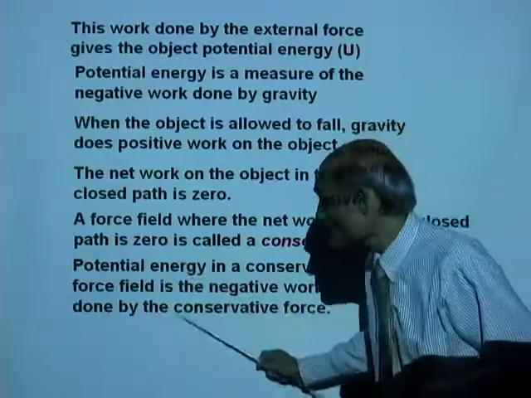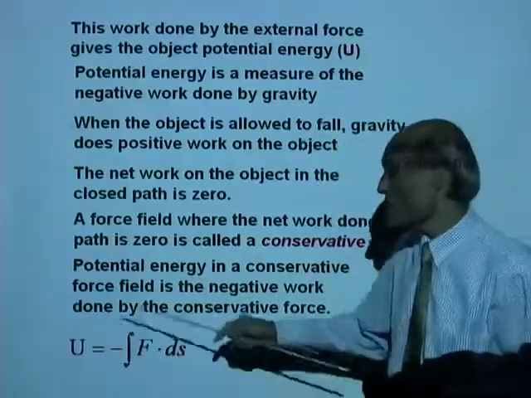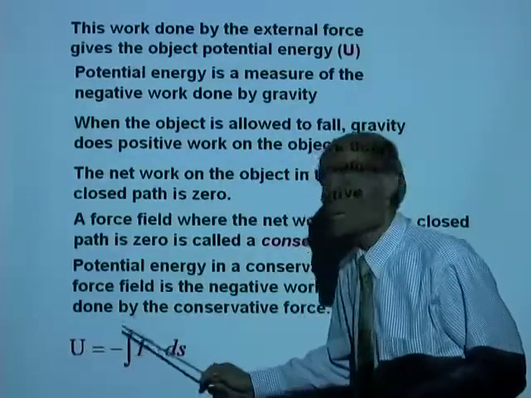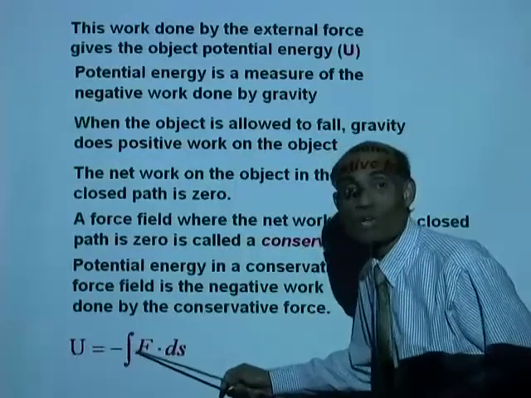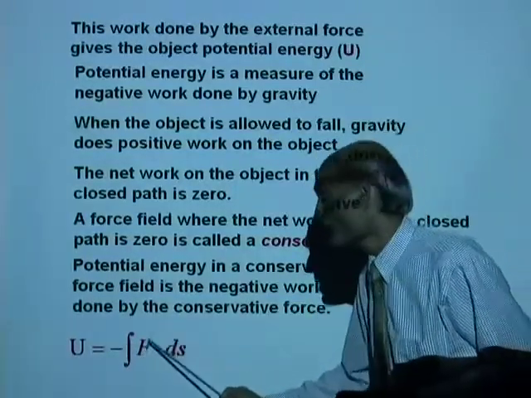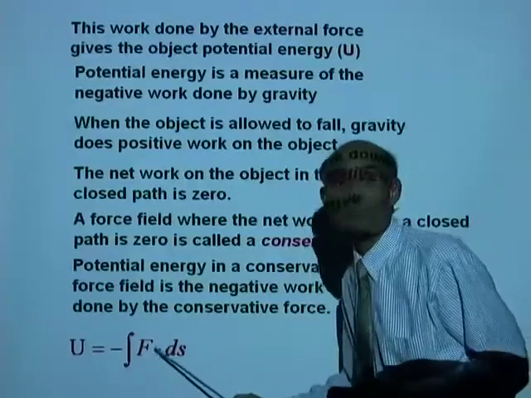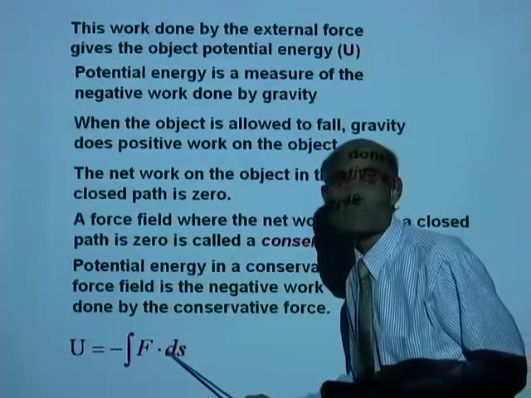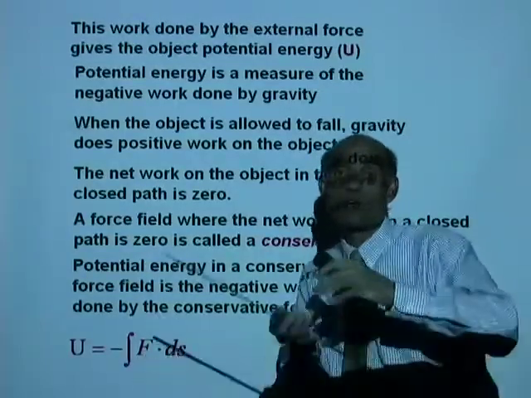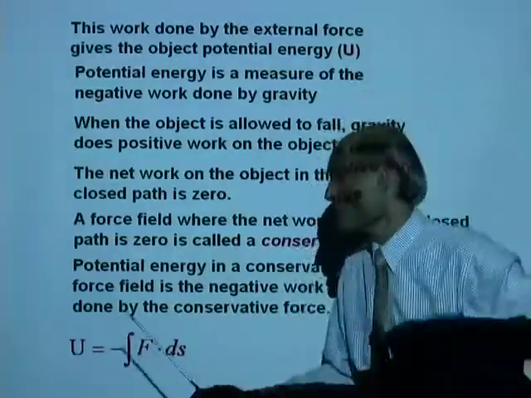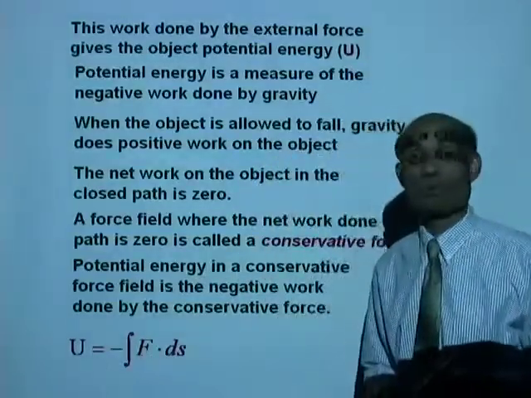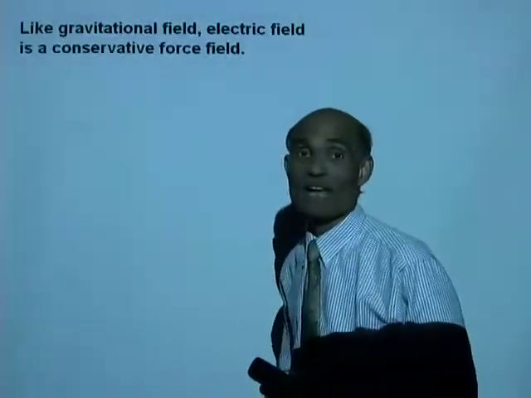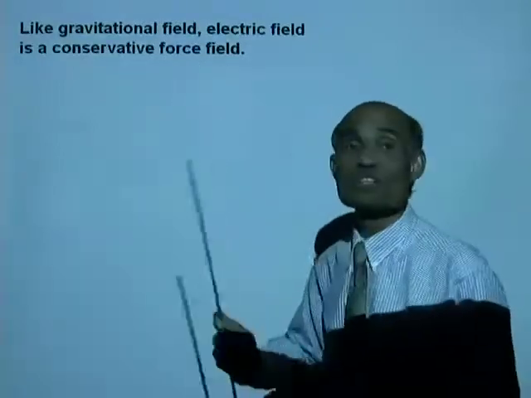Now, how do I write this in mathematical notation? We say U stands for the potential energy. The potential energy is the negative of the work done by the conservative force. F dot ds is the small amount of work done by this force when the displacement is ds. Integrating that work through the entire displacement will be a measure of the potential energy. Now, like the gravitational field, the electric field is a conservative field.